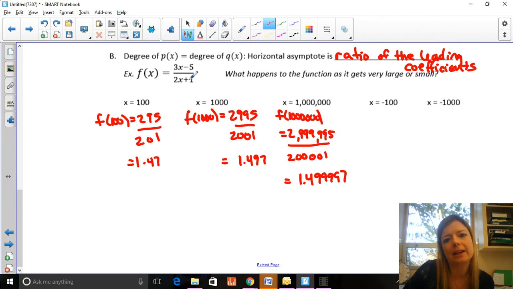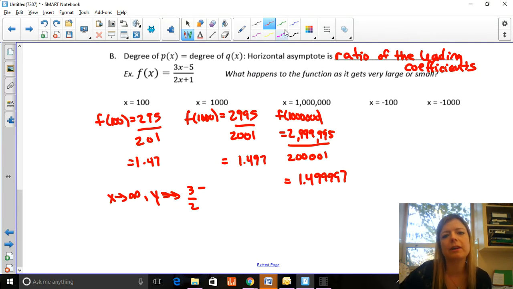So as you can see, the significance of what you're adding and subtracting when you're putting in large numbers is hardly anything. What's most important is the leading coefficients, because that huge number is being multiplied by both of those. So that makes sense that the numbers would get closer and closer to the ratio of the leading coefficients, in this case 3/2, as these numbers get larger and larger. So as x approaches infinity, y is approaching 3/2 negative, because it's approaching 1.5 from below, because it's just slightly under 1.5.